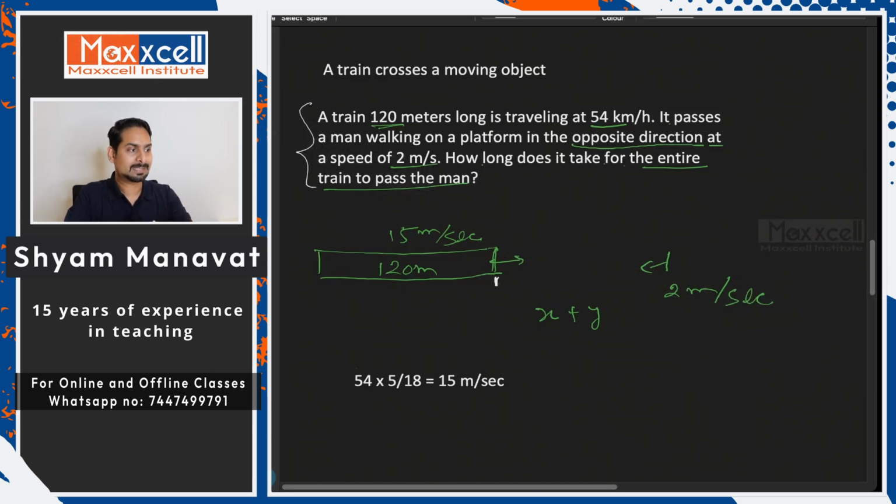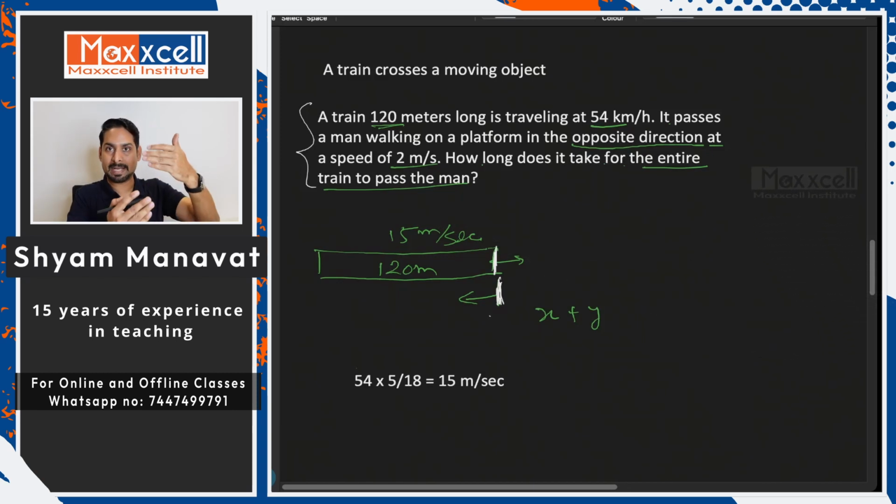So in this case we have to consider that the man is standing here, and this is the engine of the train. I hope you are understanding what I am trying to say. There is no gap between the engine and the man. They are parallel to each other. This is the case we need to consider, right?